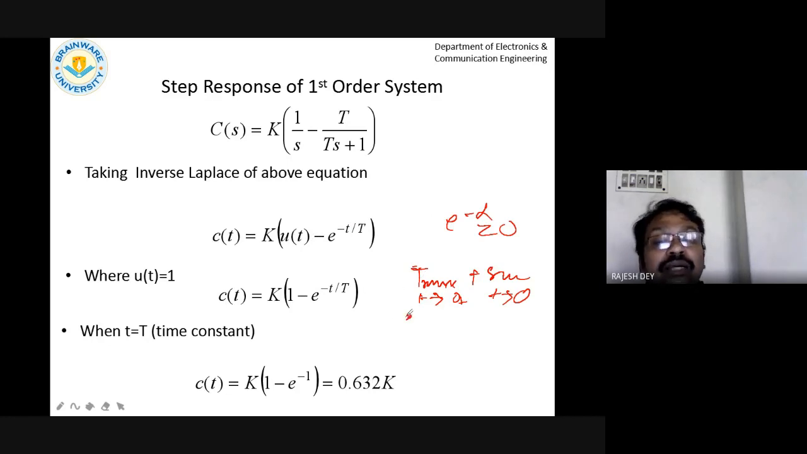So what will be the final value of ct? That is equal to k. And in one time constant, when t equal to T, it is 63.2% of k.